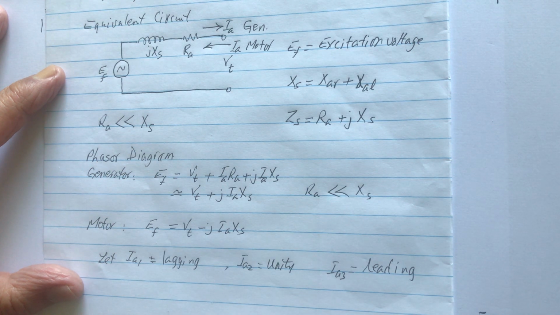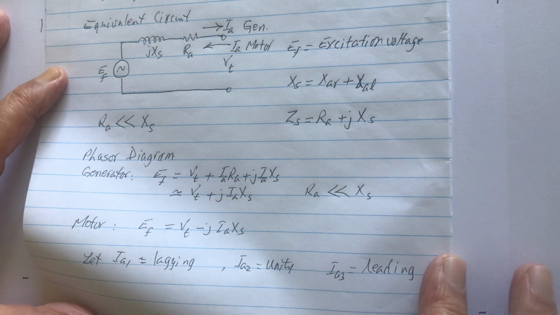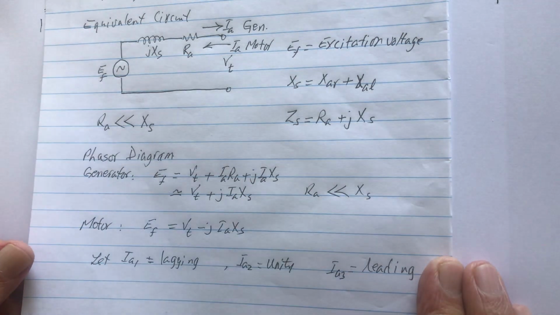Now, to draw the phasor diagram, let us consider the three cases we have for the stator current. The stator current IA could be lagging VT, lagging power factor, or it could be unity power factor, or we have a leading power factor. Let us have a look now at these three cases for a generator and for a motor.